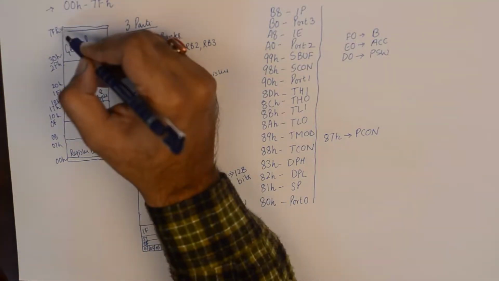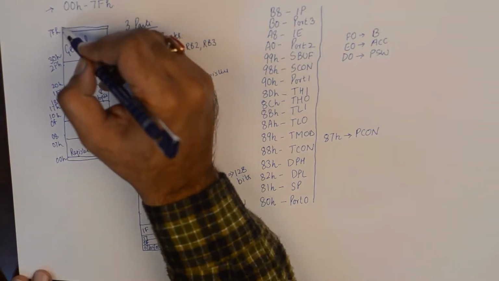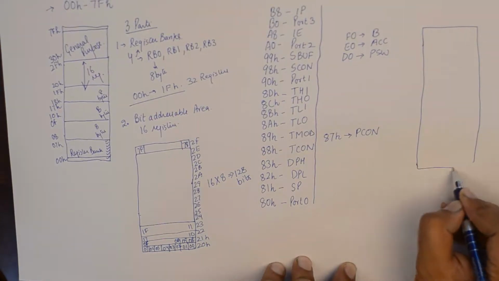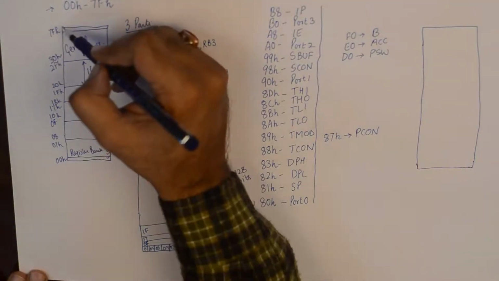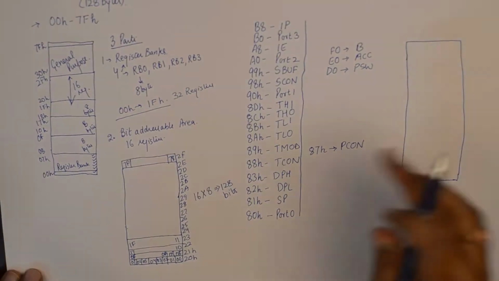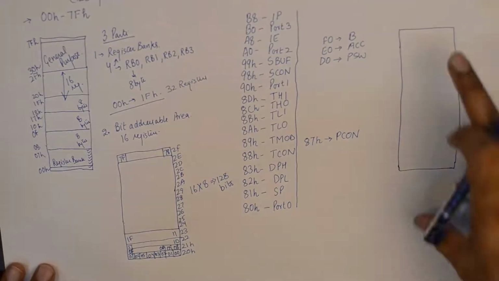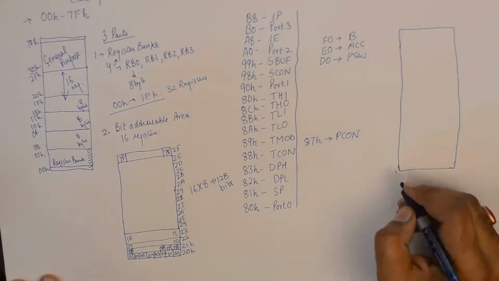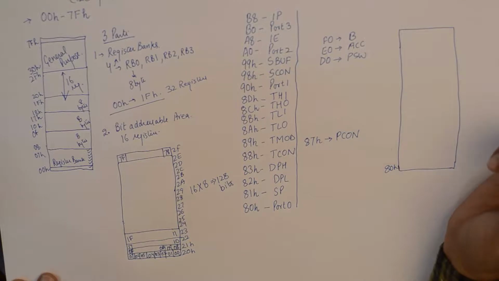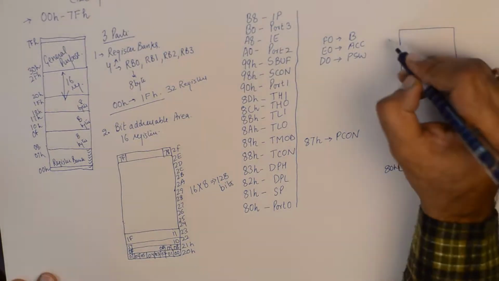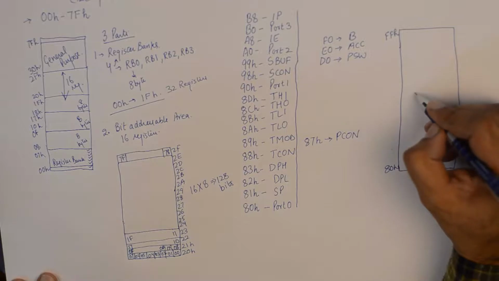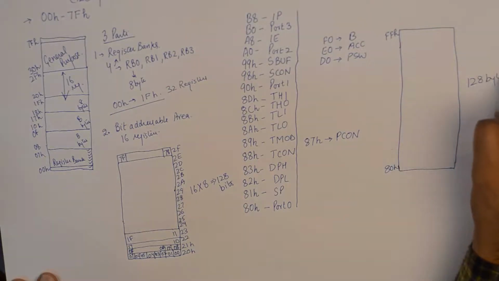Now beyond 7FH there is an area on top of this RAM, if we place this extended area whose address space will start from 80H, and because of 8-bit data bus it can only go up to FFH, which is another 128 bytes of space.